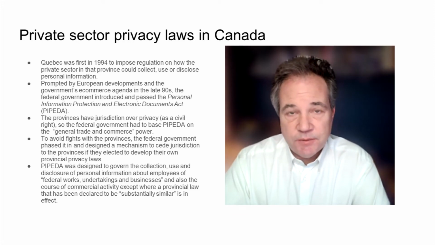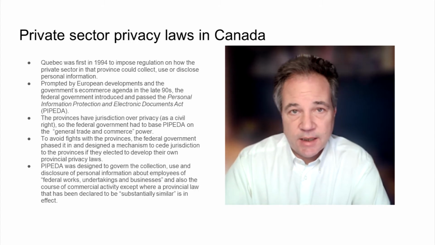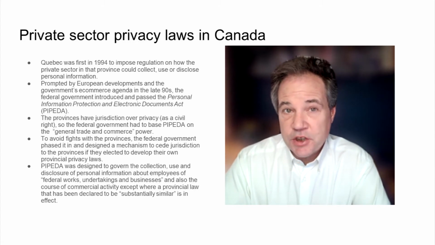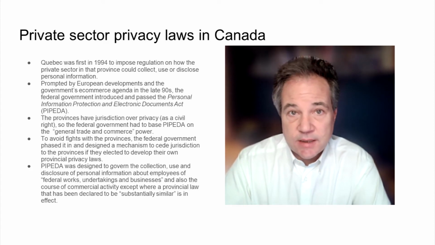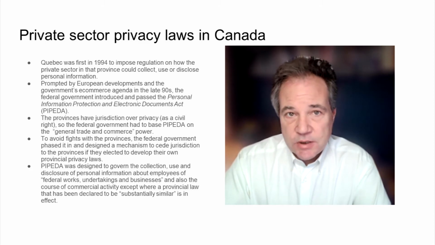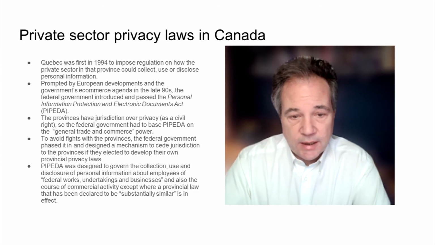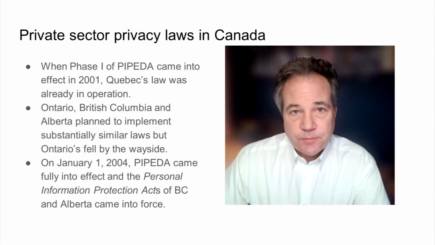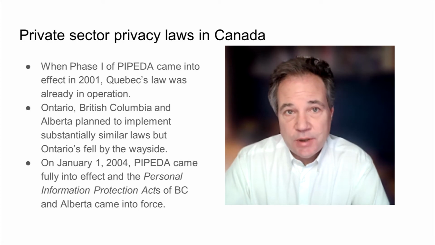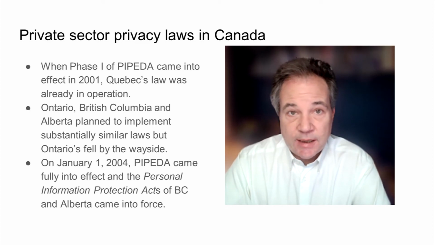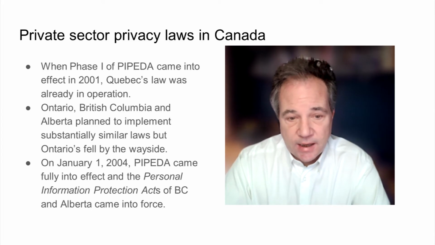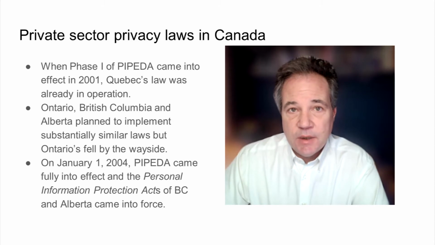That's the reason why PIPEDA, the Personal Information Protection and Electronic Documents Act, only applies to information about employees of federal works, undertakings or businesses, and we'll talk about that in a moment, and the collection, use, and disclosure of personal information in the course of commercial activity. It has to be rooted in commercial activity to fit within the general trade and commerce power. But it was also designed so that it would cease to apply in those circumstances where a substantially similar provincial law would apply. And what we saw was that British Columbia, Alberta, and Ontario planned to come up with substantially similar laws during that phase-in period. Ontario did not, but British Columbia and Alberta each passed their Personal Information Protection Acts, and those came into effect at the same time as PIPEDA came fully into effect, which is January 1, 2004.